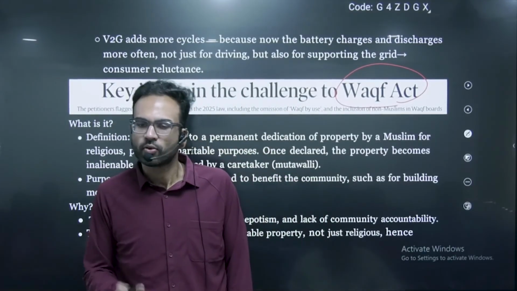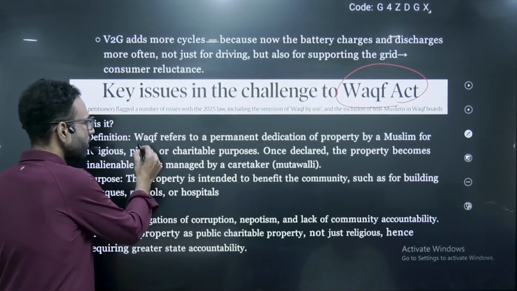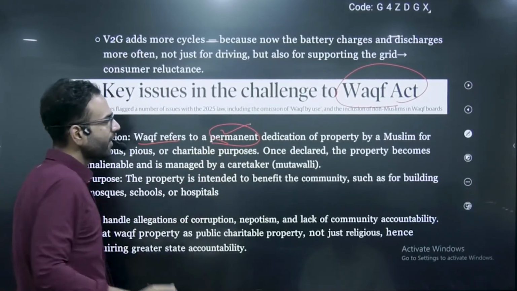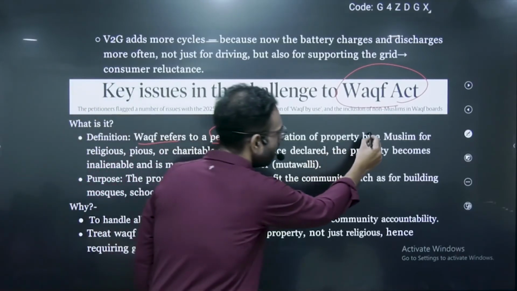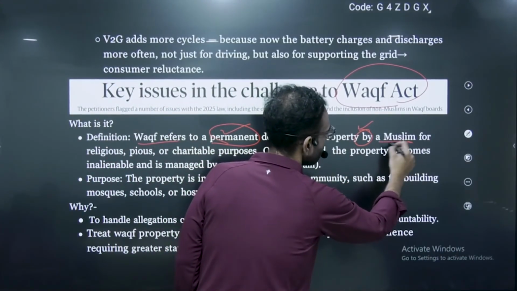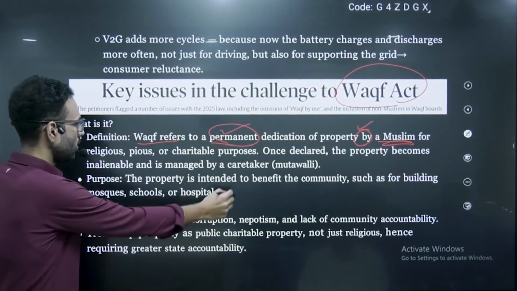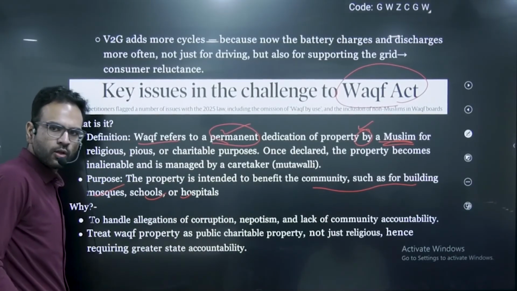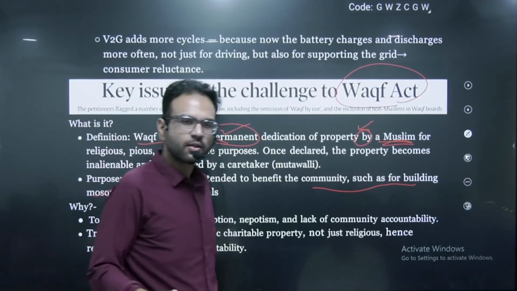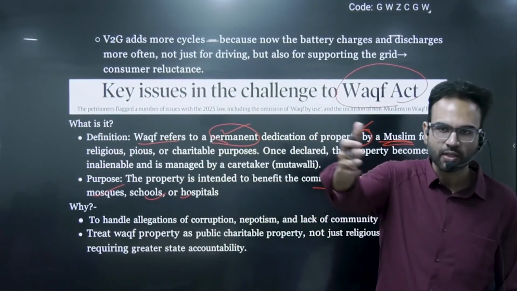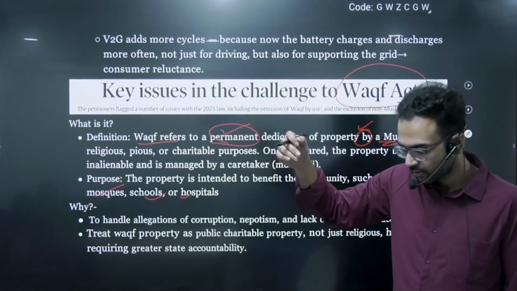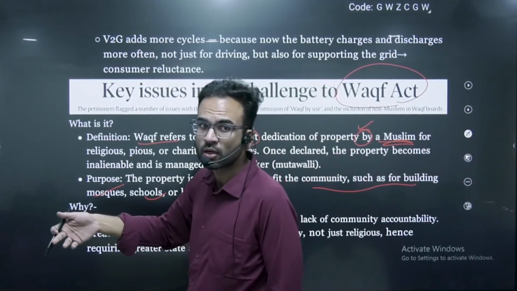Okay. Muslim lands. Okay, fine. Let's see. Waqf refers to a permanent. What are the keywords? Remember, permanent dedication of a property by ever. Who is giving it? Muslim. For what purposes? Benefit the community, for building mosques, schools, basically charity. So some rich person wants to give it back to the community, so they are giving those lands for the welfare of that community. The problem here is there are allegations of corruption, nepotism.